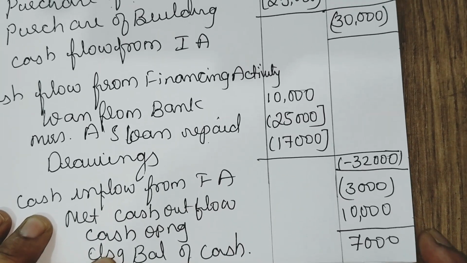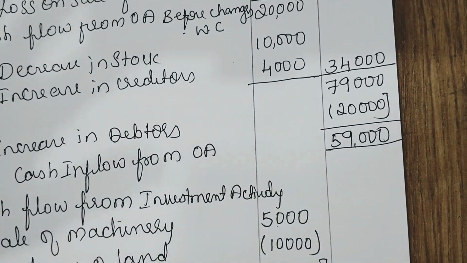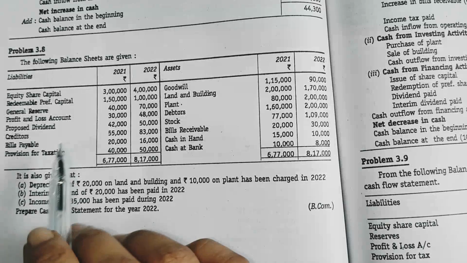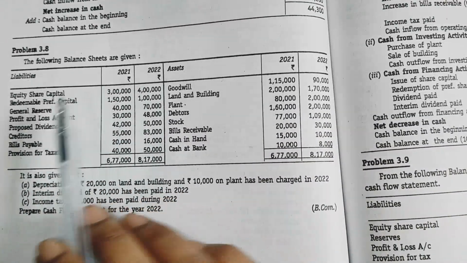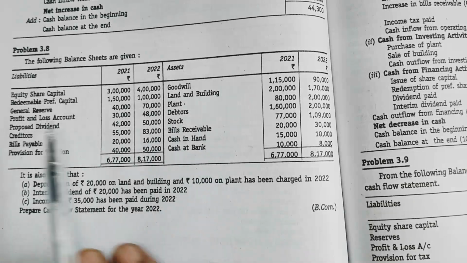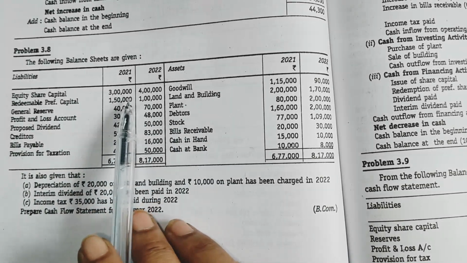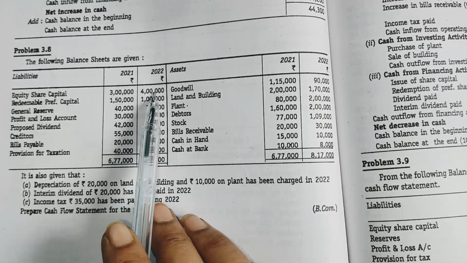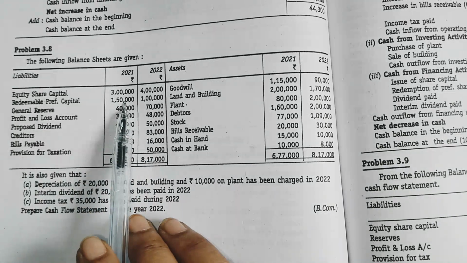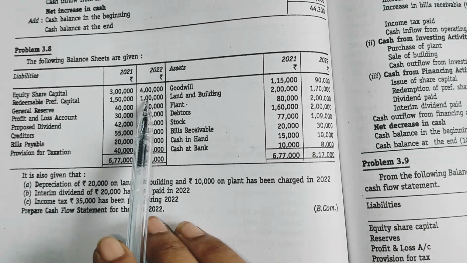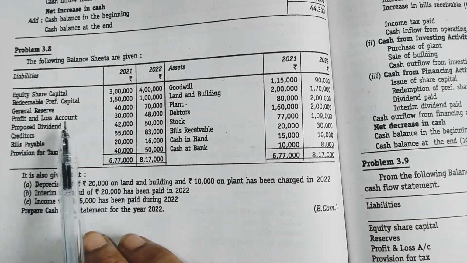I hope you all understood. Let us solve one more question. The question is, the following balance sheet is given. 21, 22. Liabilities, assets. Liabilities, equity share capital is given. See, compared to the base year, previous year, there is an increase in the current year, so it is issue. Redeemable preference share capital 1,50,000 was there and 1 lakh it is. It is redeemed. Redeemable preference shares 50,000.